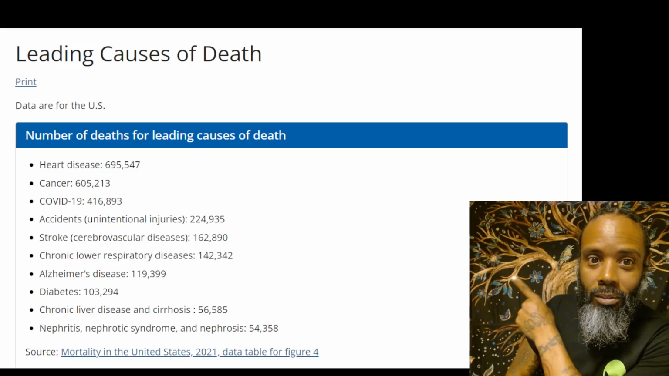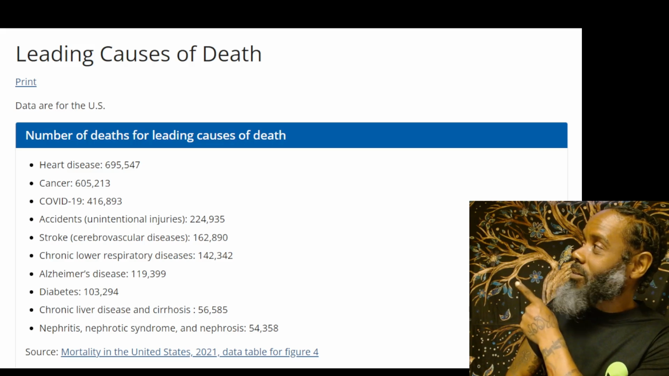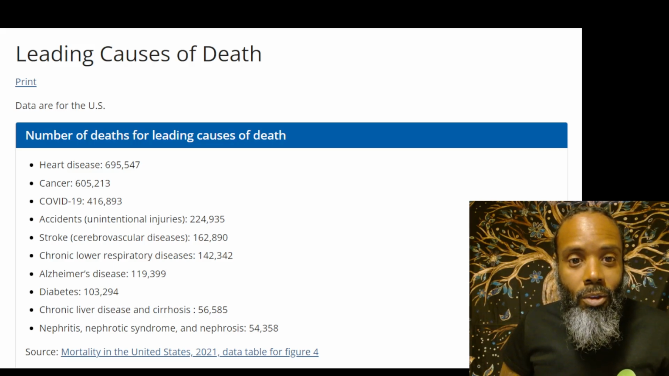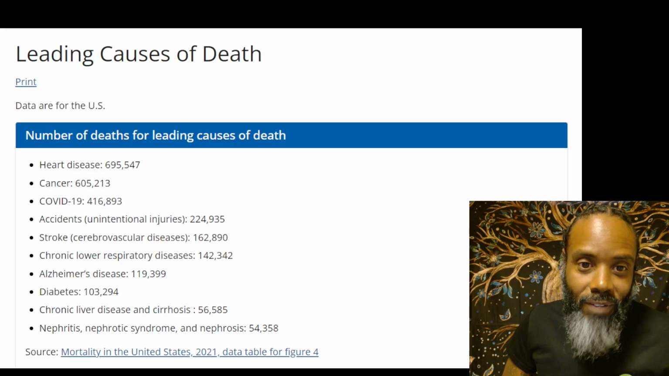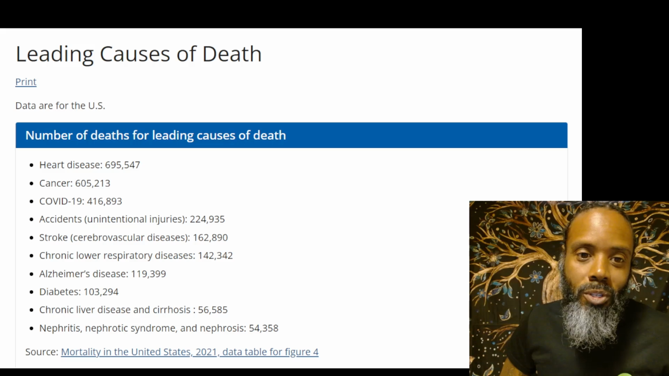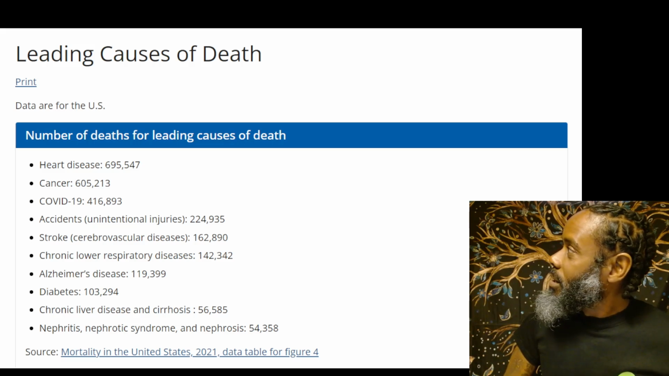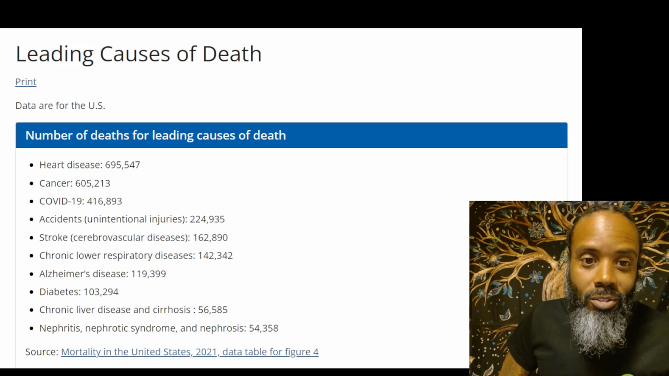Let's talk about the leading causes of death worldwide. One, you got heart disease coming in at approximately, according to this, 695,547 deaths per year. Next, you got cancer, 605,213 deaths per year.